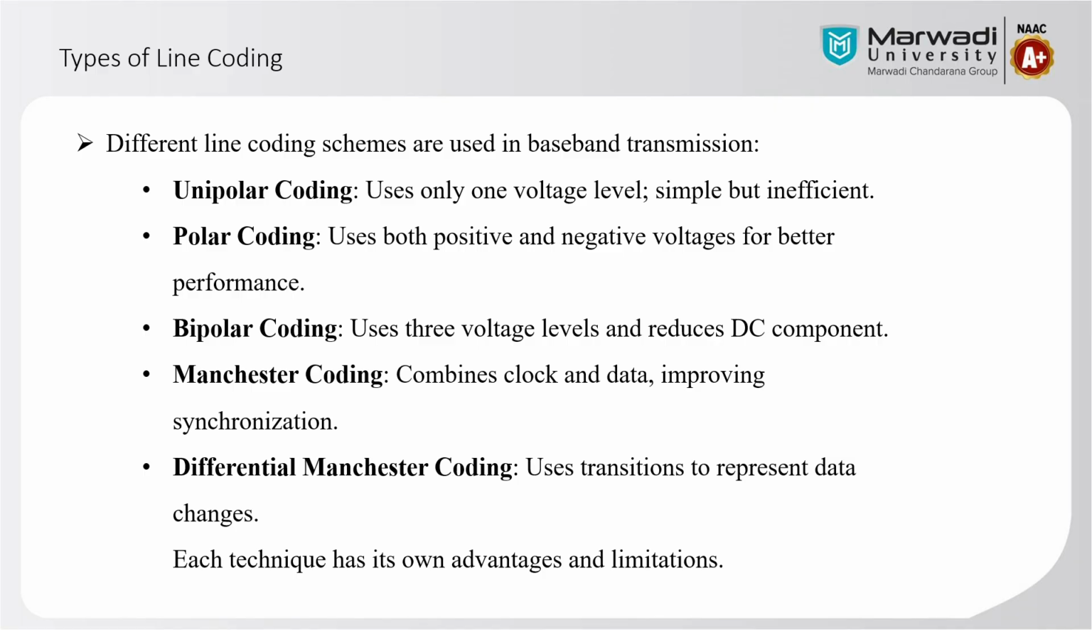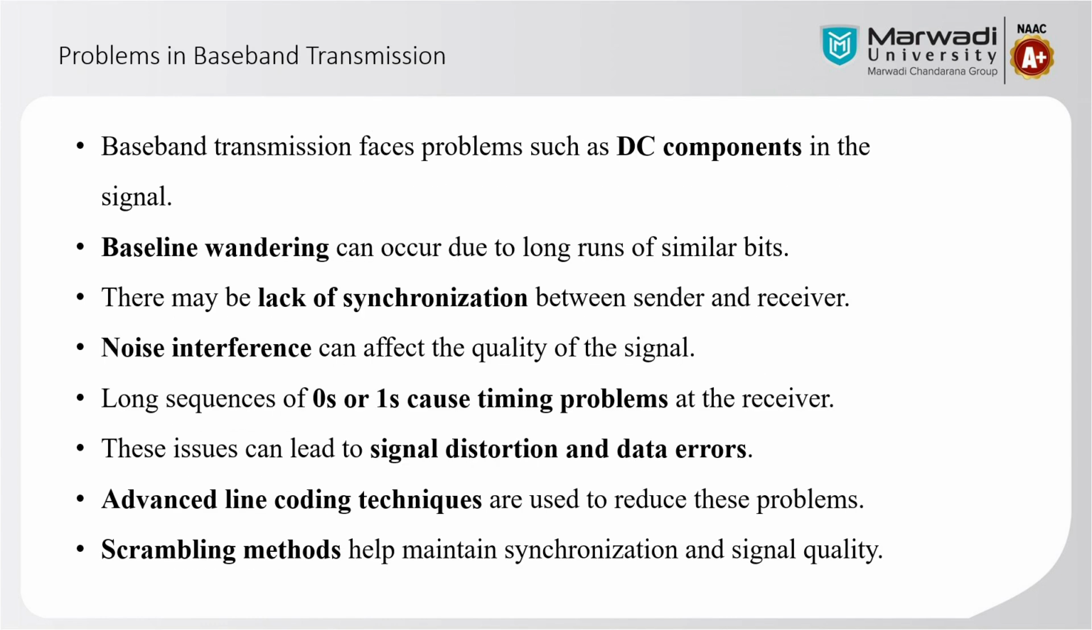Types of line coding. Unipolar coding uses one voltage level, simple but inefficient. Polar coding uses both positive and negative voltage for better performance. Bipolar coding uses three voltage levels and reduces the DC component. Manchester coding combines clock and data, improving synchronization. Differential Manchester coding uses transitions to represent data change. Each technique has its own advantages and limitations.